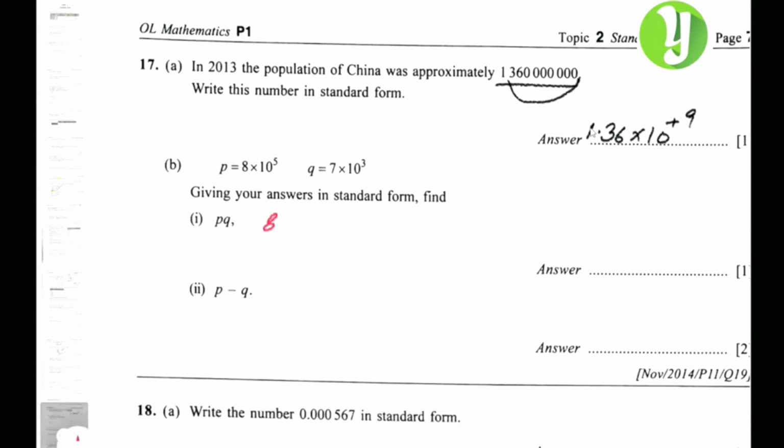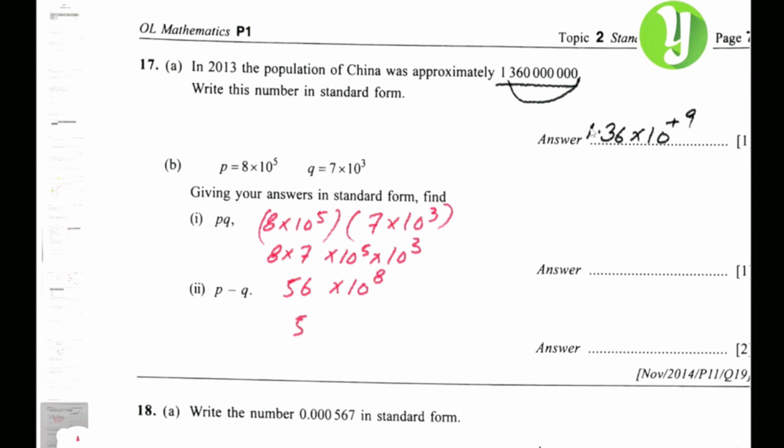Now the next one is we have to perform the multiplication. 8 times 10 power of 5 times 7 times 10 power of 3. Numbers multiply with numbers and the base of 10 times the base of 10. So 8 times 7 is 56, and we can add the powers, it's 8. So 56 is a number greater than 10, it does not fulfill the condition of the standard form. So we can write 5.6 and we can increase the power by 1. So it's 5.6 and 10 power of 9.